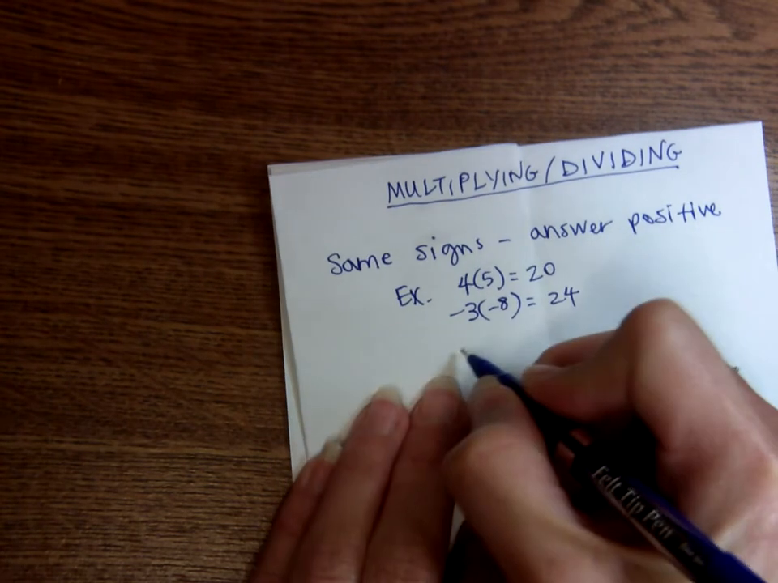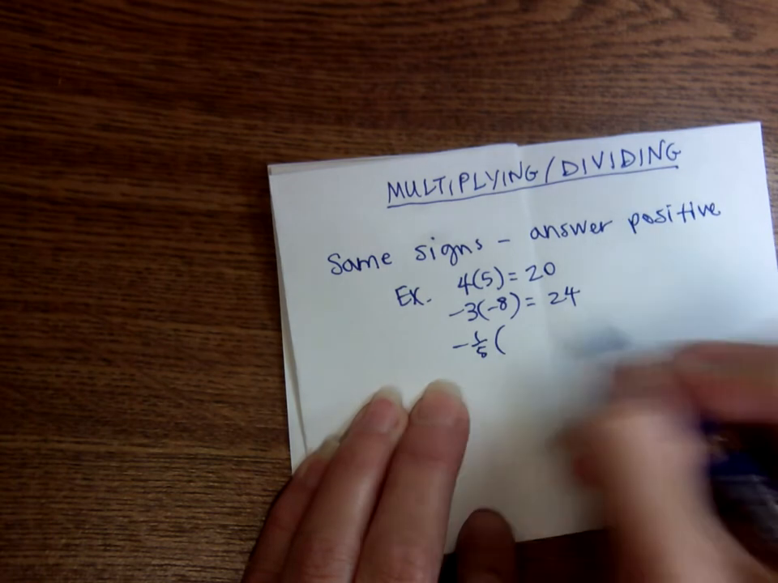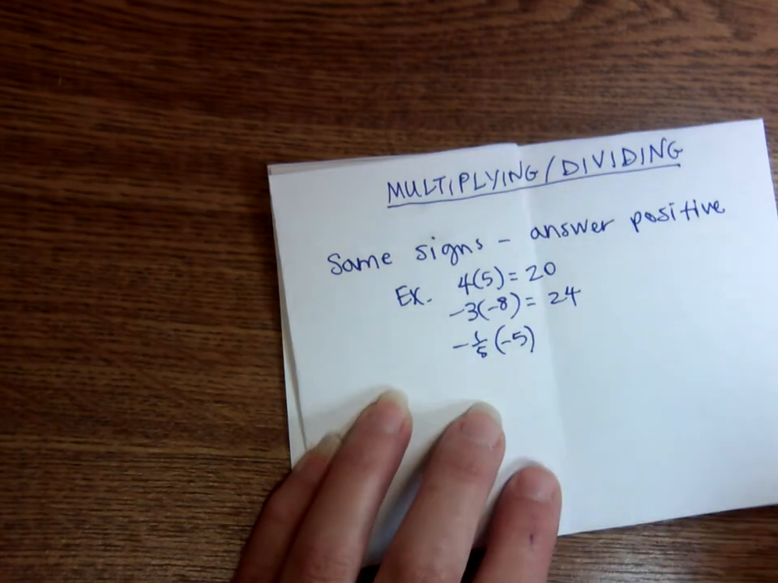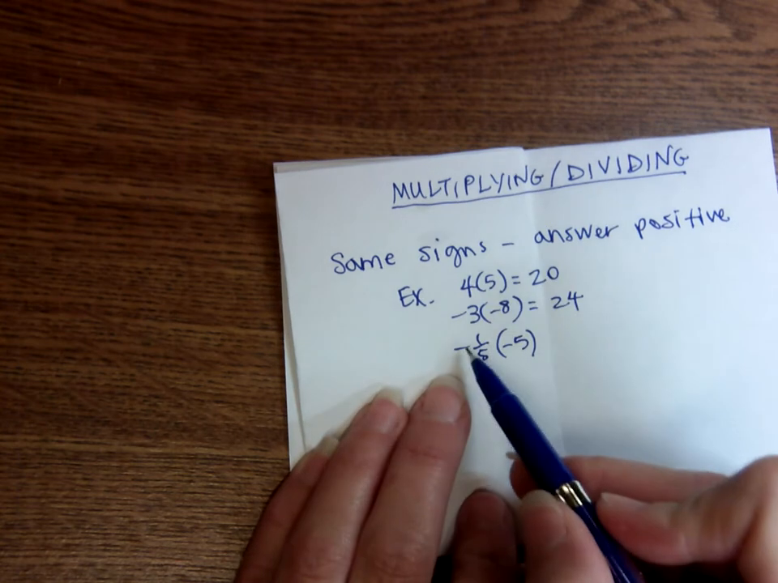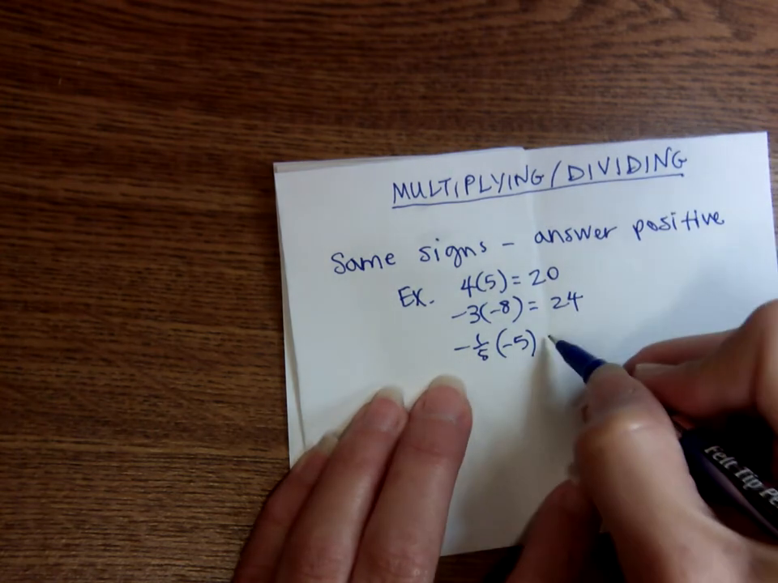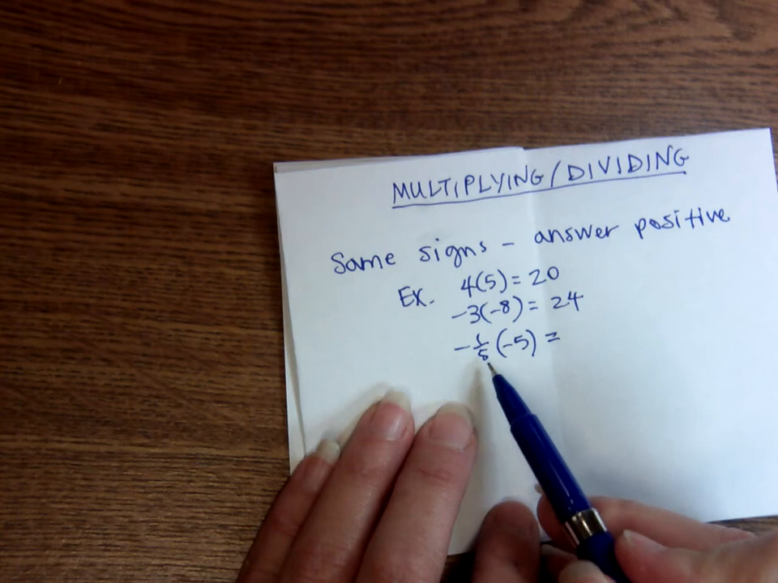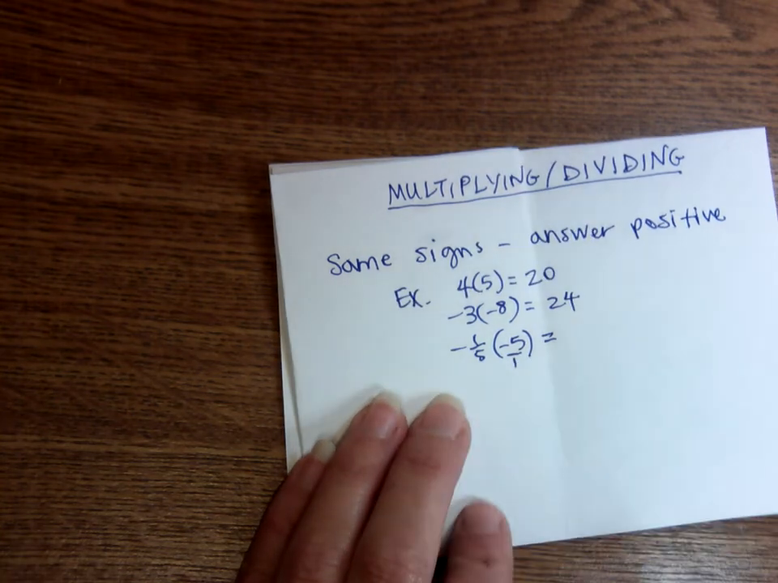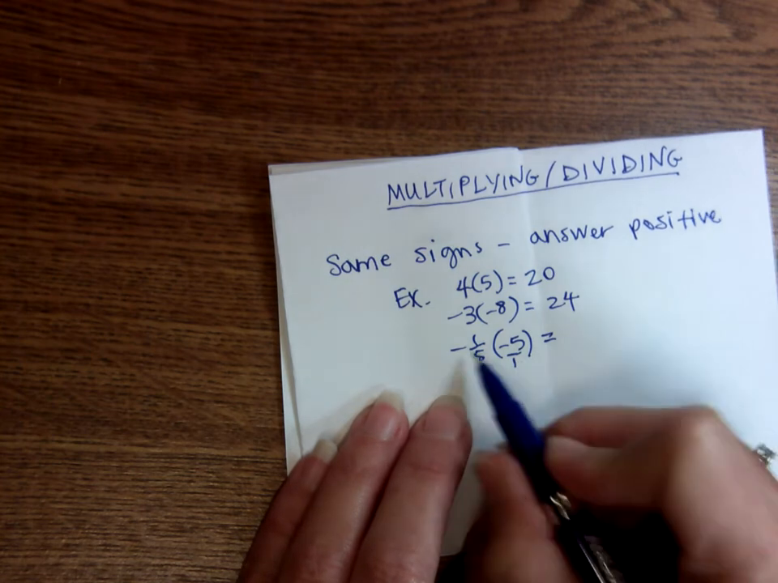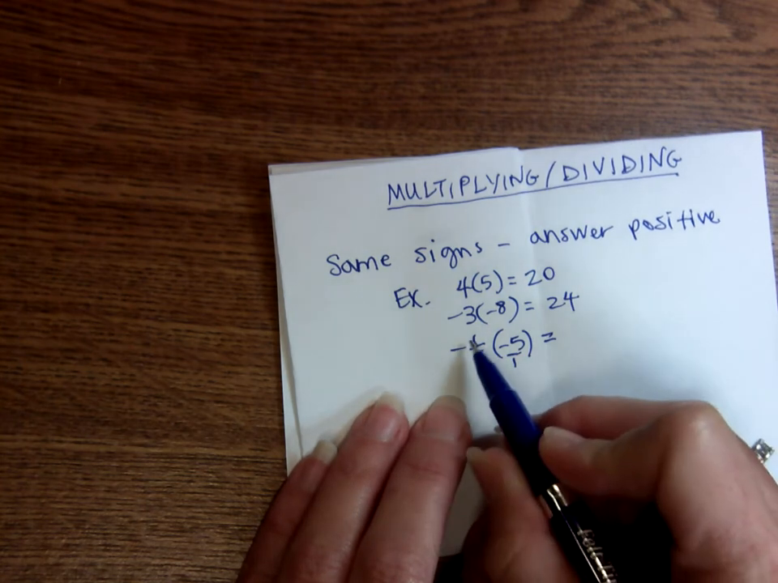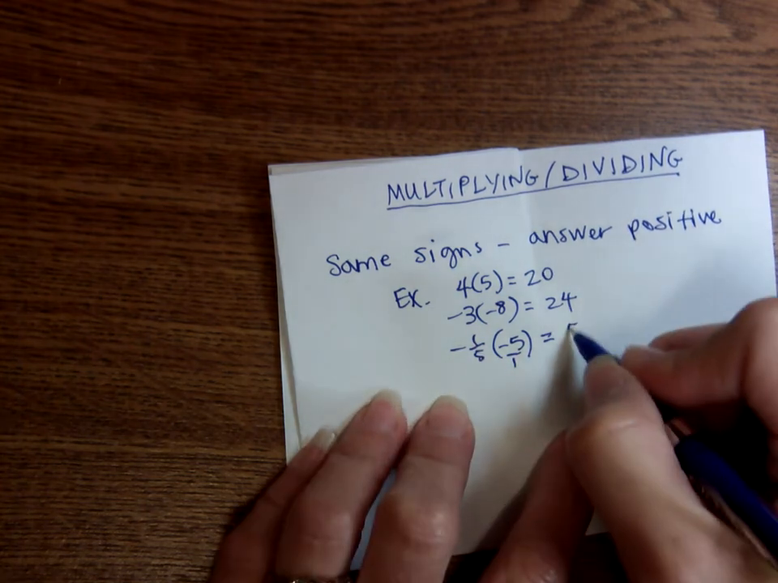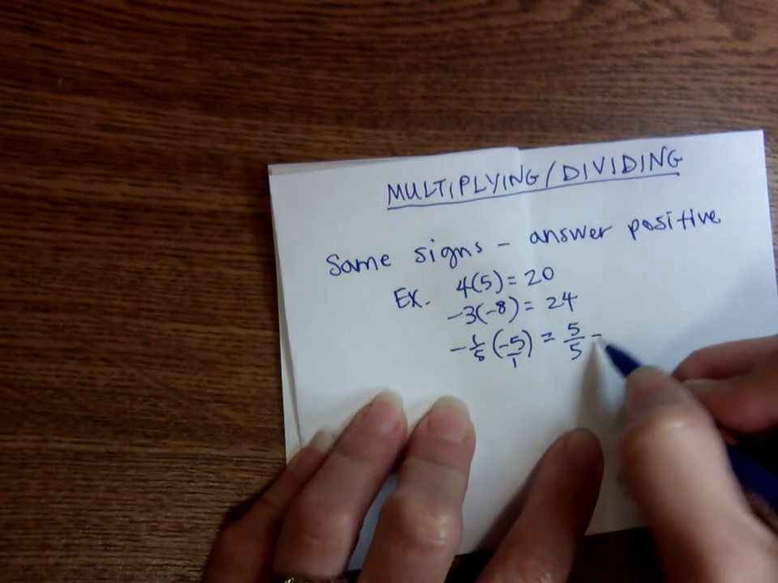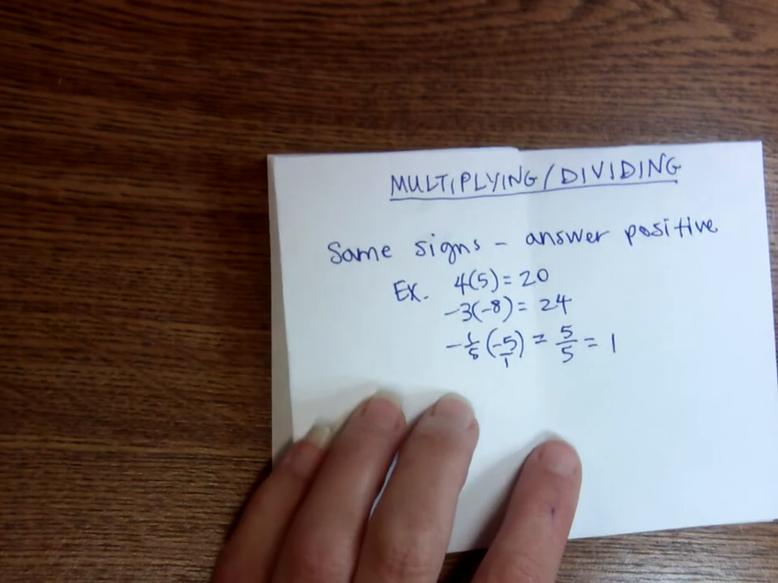If we tried a fraction, negative 1/5 times negative 5. First of all, you notice that they're the same sign, so you know that your answer is positive. Now remember, when you multiply a fraction times a whole number, you put a 1 underneath the whole number, and then you can multiply straight across. So negative 1 times negative 5 is a positive 5. 5 times 1 is 5, and that turns into a 1. 5 divided by 5 is 1.